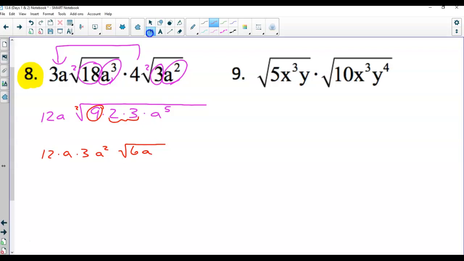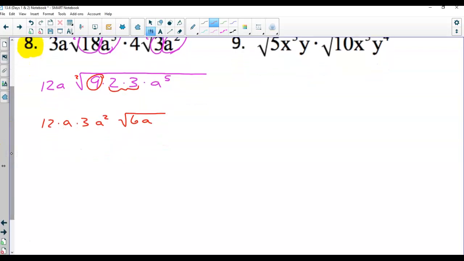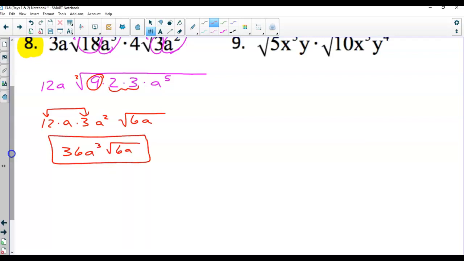So the last thing I'm going to do is take my outies and multiply my numbers. Well, that's 36. A to the first times a to the second is a to the third, square root of 6a. And that is my end result for that one, all right?